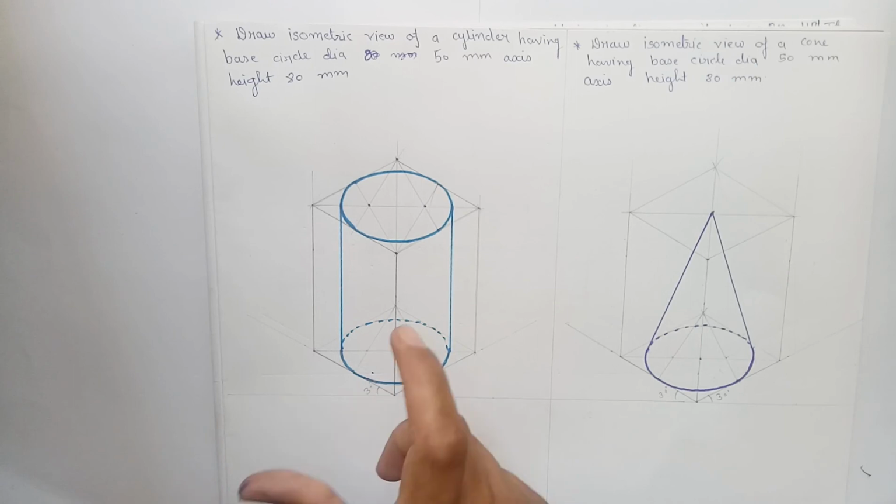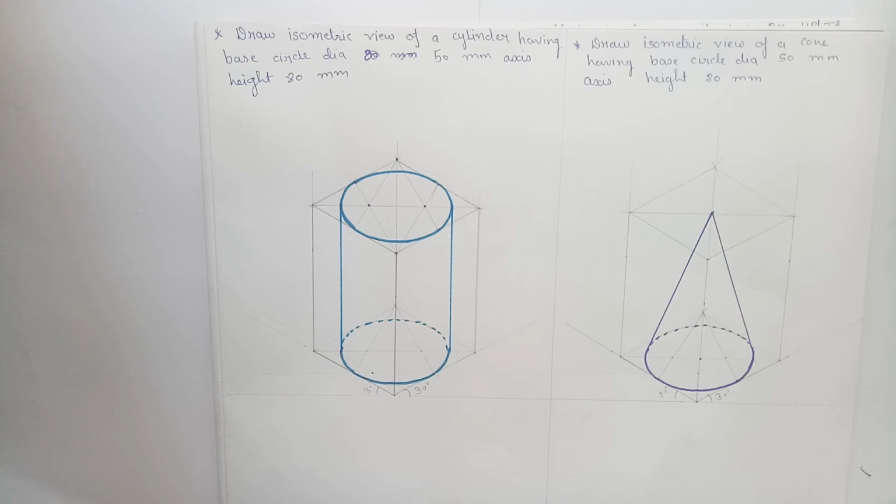So this is the method to draw the isometric view of the cylinder, and this is the method to draw the isometric view of the cone. So by following the different applications to draw the square pyramid, square prism, and then after cylinder, cone, and different methods to draw the cuboid and the cube, we have to follow the particular applications to draw the objects in isometric projections.